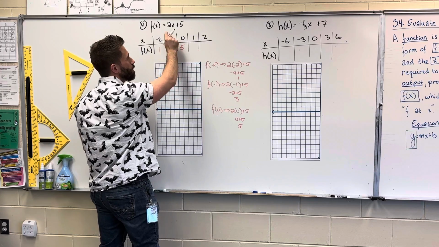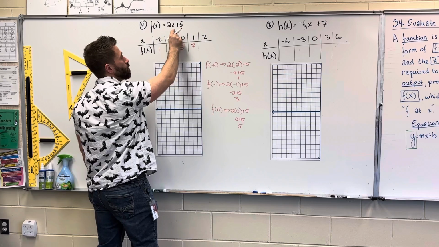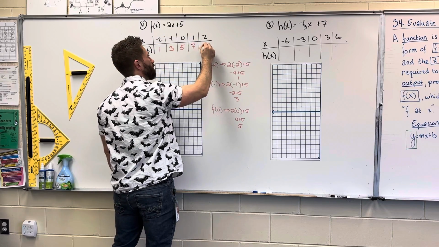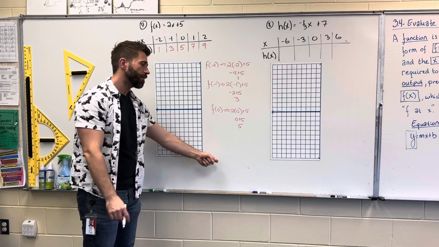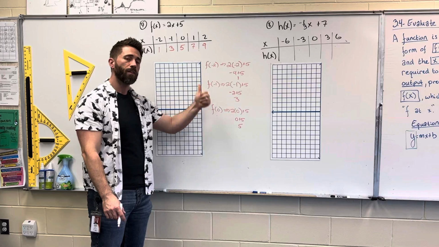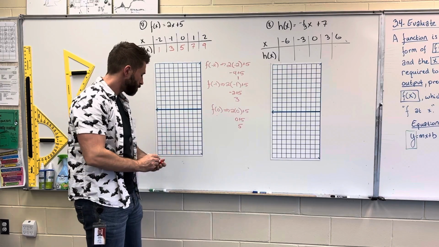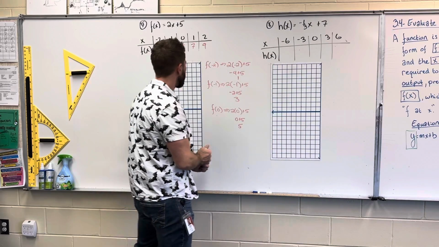When I plug in the 1, 2 times 1 is 2, plus 5 is 7. If I plug in the 2, 2 times 2 is 4, plus 5 is 9. That's really all you need to show if you've got this process down. If not, show plugging in the 1, show plugging in the 2 to figure out where those 7s and those 9s came from. Then at this point, it just becomes rinse and repeat of what we did the other day.